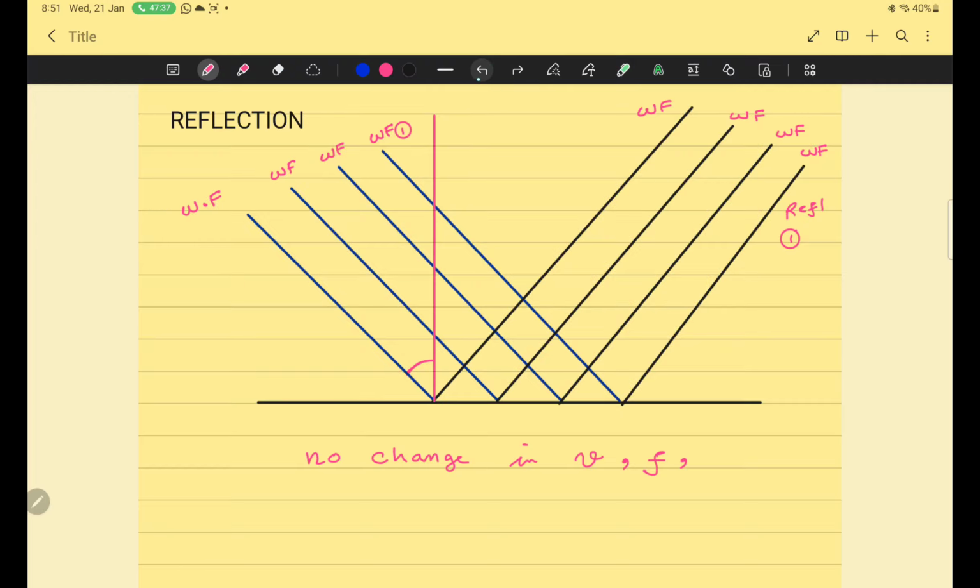Then erase the angle measurement and the normal, and now draw this one. Then it is a perfect reflection of water waves wavefront diagram. No change in frequency, no change in speed, no change in wavelength, only direction change. This is called reflected wavefronts. So if you have drawn this, then you should share. At least any one student can share with me.